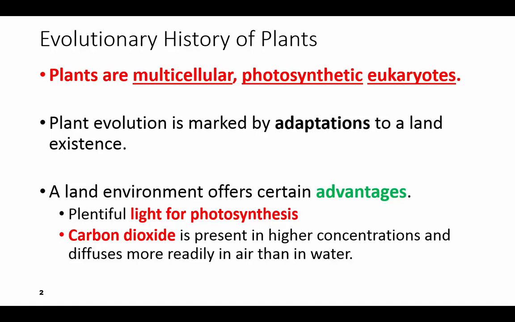Well, plants are multicellular, photosynthetic eukaryotes, and their evolution is marked by their adaptations to living on the land. And living on the land has certain advantages. You have plenty of light for photosynthesis, and you have higher concentrations of carbon dioxide in the atmosphere, and it diffuses more easily from the air than it does from water. So those are both significant adaptations.